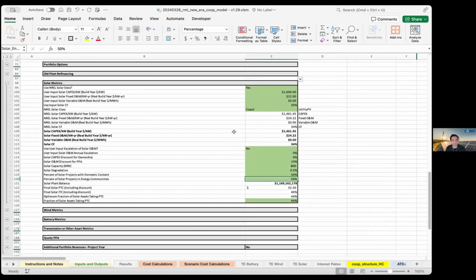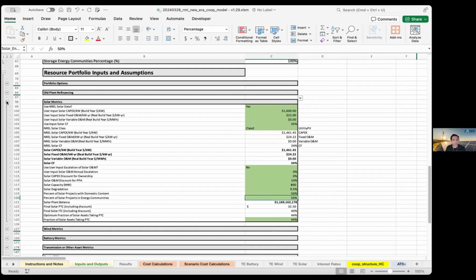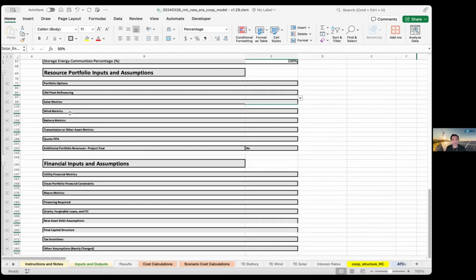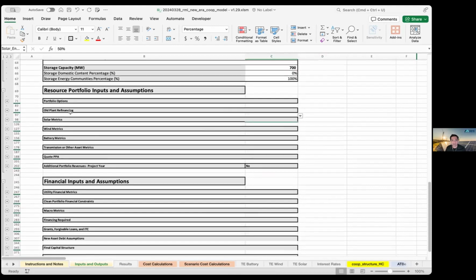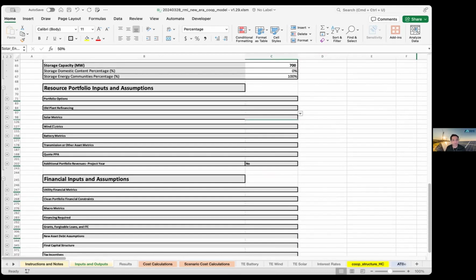So with that, I'm not going to go through the wind metrics because the wind metrics are almost exactly the same. You have the same choices that you can make on your wind portfolio as you do on the solar portfolio.